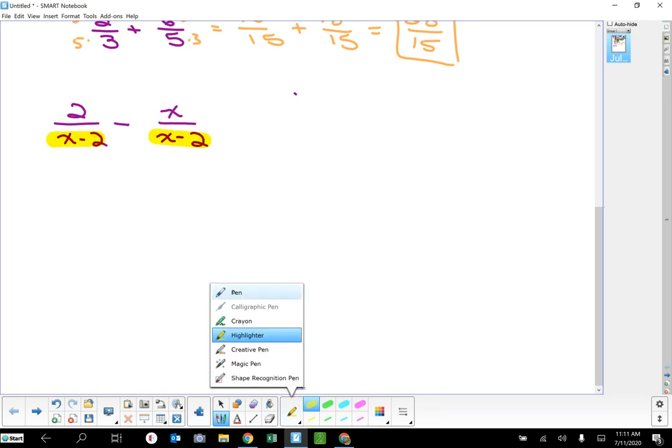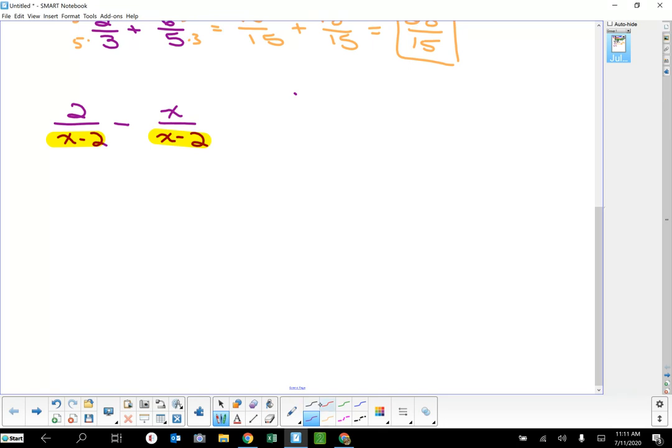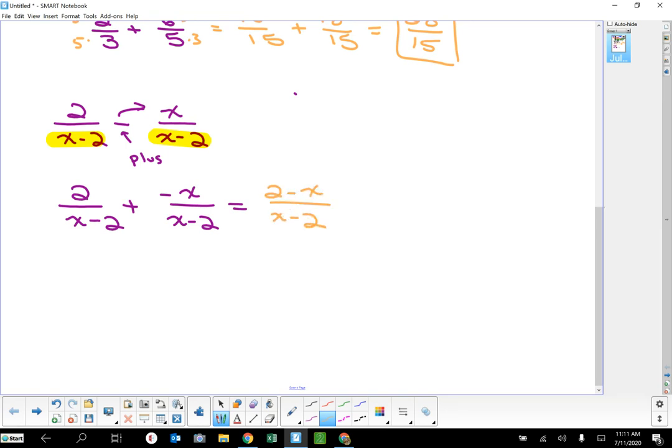I would be really careful if you have a subtraction problem and just carry the subtraction to the numerator and turn this into a plus sign. So for example, those of you that need to see it this way, write it as 2 over x minus 2 plus negative x over x minus 2. Now I have the same denominator, so I combine my numerators. I have 2 minus x over x minus 2.